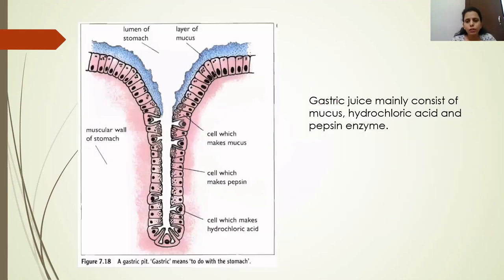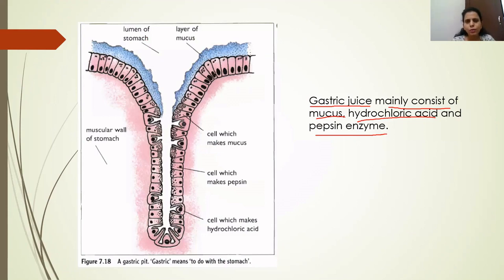Now what is the composition of gastric juice? Gastric juice actually helps in chemical digestion of the food which is present in the stomach. So gastric juice mainly consists of mucus, hydrochloric acid and an enzyme which is called pepsin. So gastric juice has three components: mucus, hydrochloric acid and pepsin enzyme. Now here you can look at the picture.